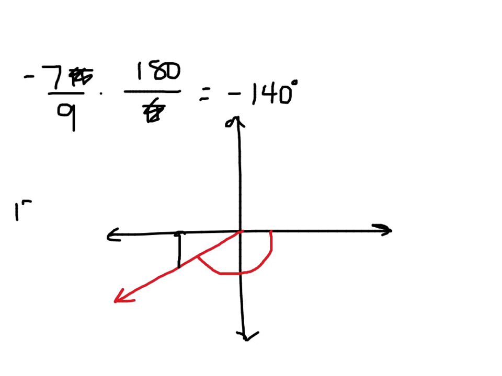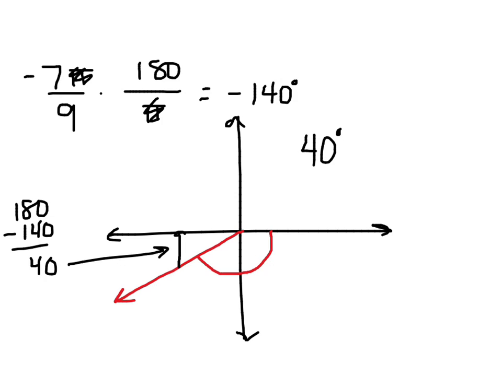So if I take 180 minus 140, I end up with 40. So my reference angle is a 40 degree angle. But our problem's not in degrees. It's in radians. So if it's in radians, then your reference angle has to be in radians too. Which means now I'm going to take and times it back by pi over 180 to get it back in radian measure, not degree measure.